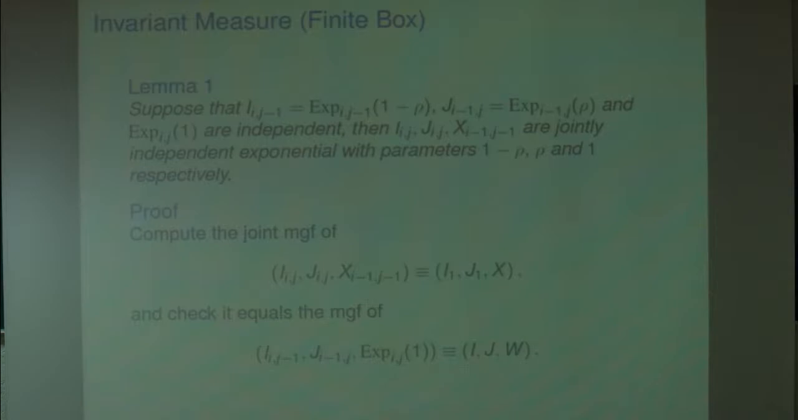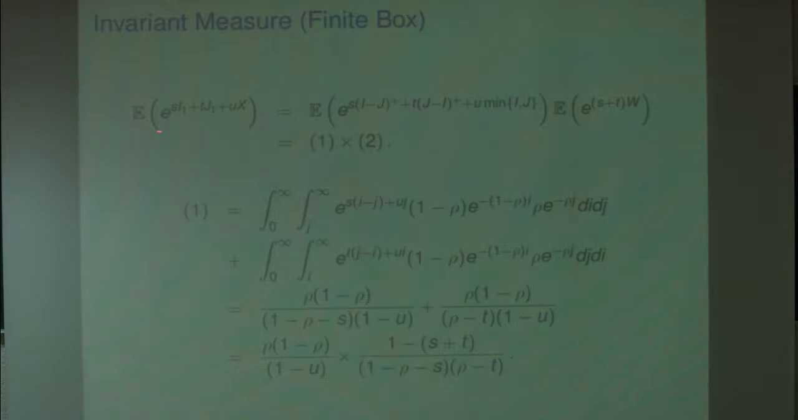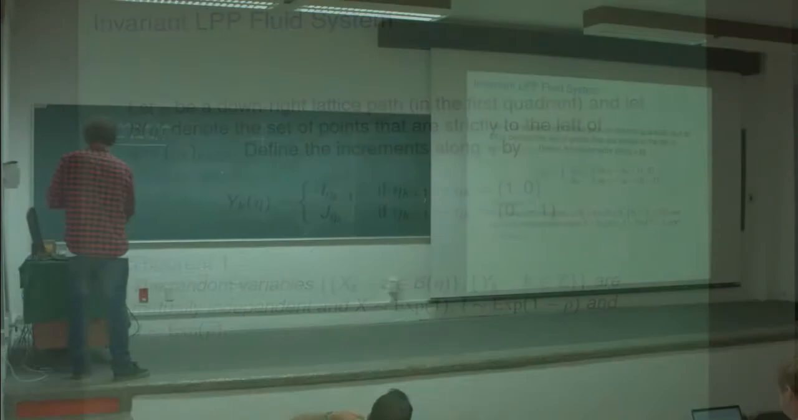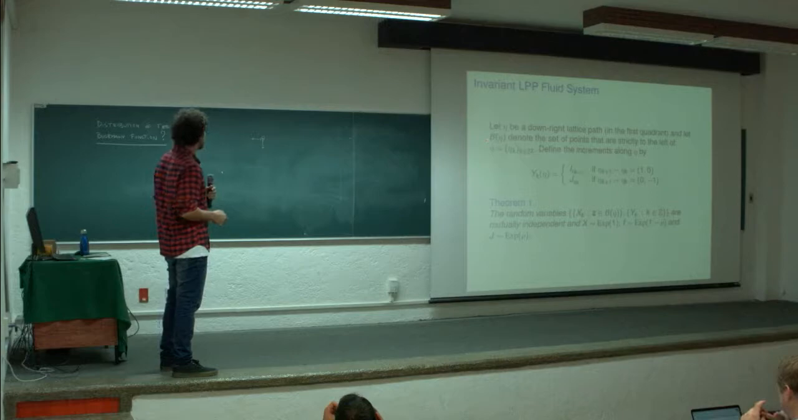To prove this, you just compute the moment generating function and show that they are equal. You'll see here a very simple computation. You just do some integrals with exponentials, and then you see that this is the same moment generating function as the starting vector. Okay, you just see that the moment generating function of U1, J1, X is the same as the moment generating function of I, J, and omega. It's a very straightforward computation. So this is the one-step lemma.